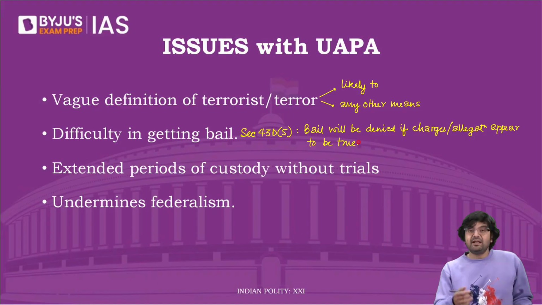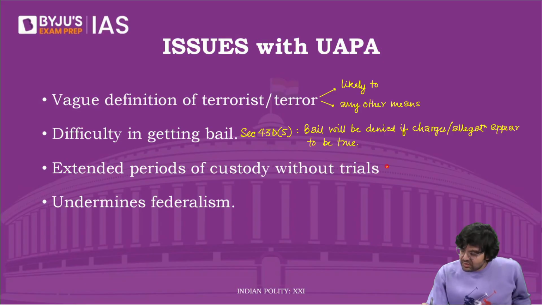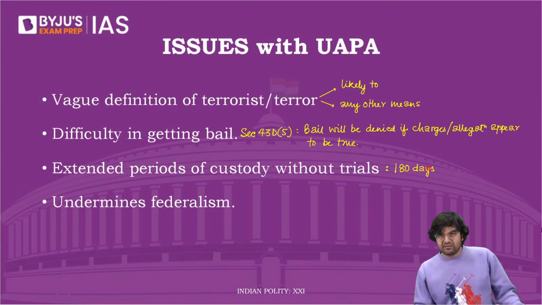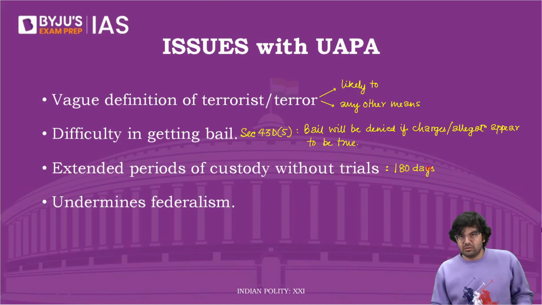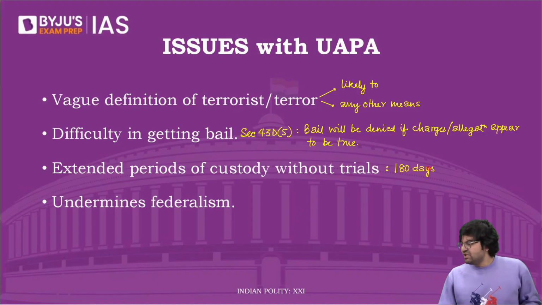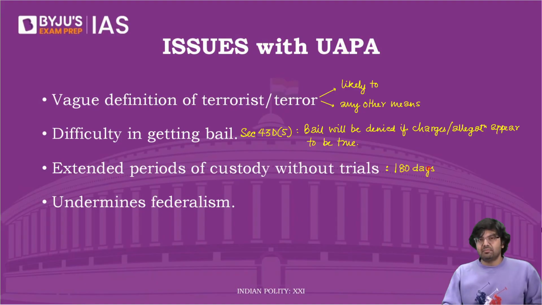And extended periods of custody. The total custody period here is 180 days. So you can be kept in custody for 180 days, and 180 days is the time given to the NIA to file a charge sheet in the court. What is charge sheet? Charge sheet is the list of all the charges, all the allegations against you. What all laws have you broken? What all crimes have you committed? That's called charge sheet, right? 180 days of time is given. And in these 180 days, you are in jail. Whose money is wasted? Taxpayers' money is wasted.